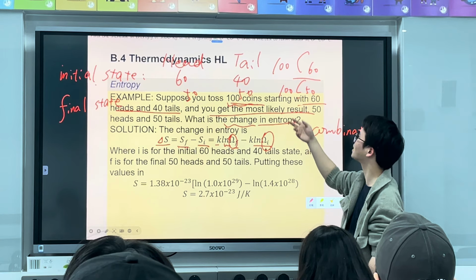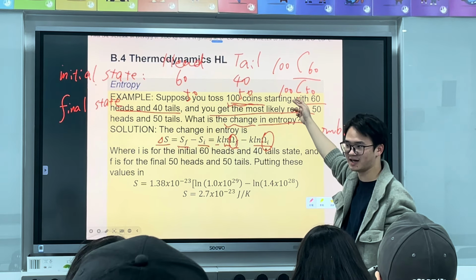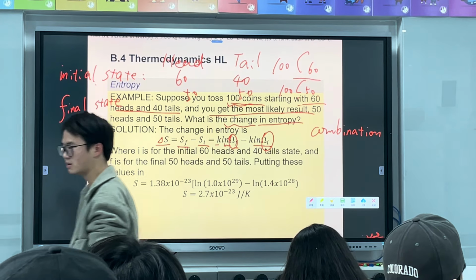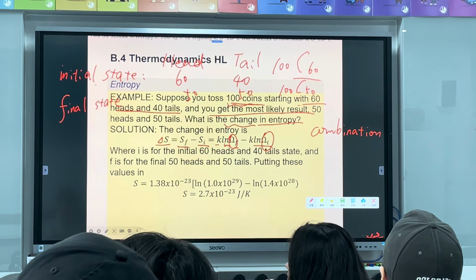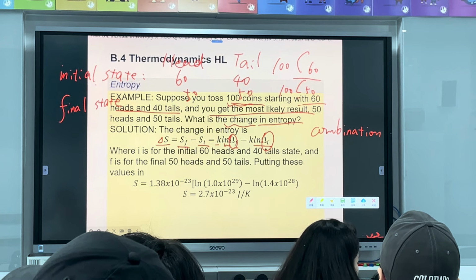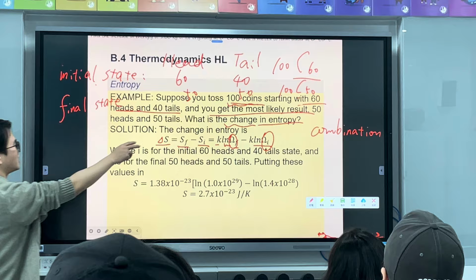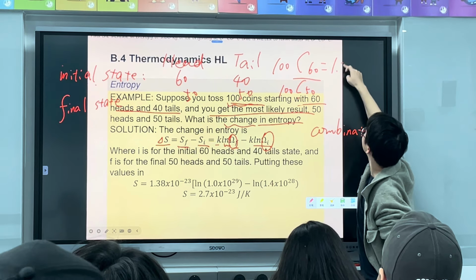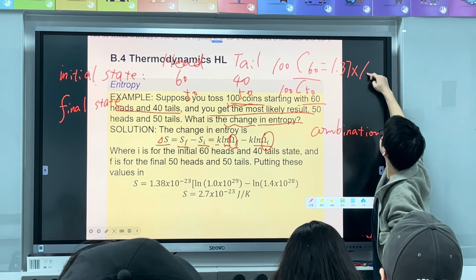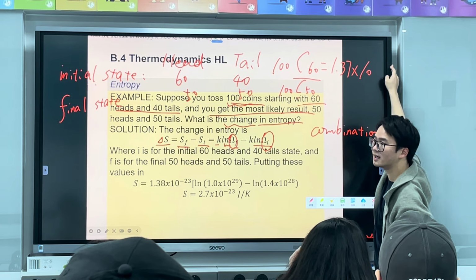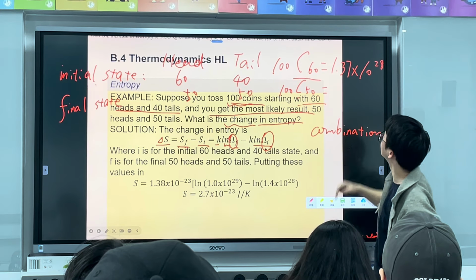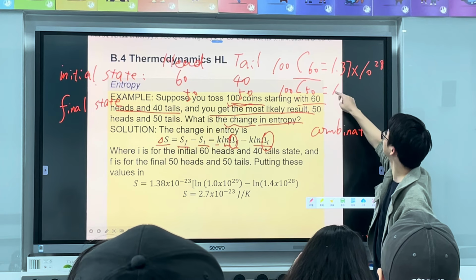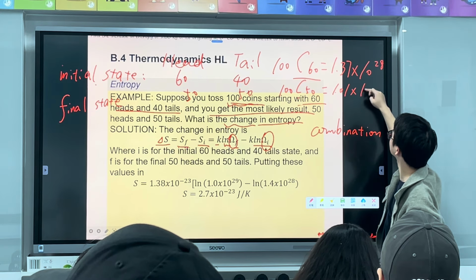Okay, but we probably don't want to calculate this by hand because it's just going to be too much. Did your teacher teach you how to calculate this using your calculator? Yes? Okay, so can anybody tell me how much this is? 1.37 times 10 to the power of 28. Okay, what about this one? 1.01 times 10 to the 29.